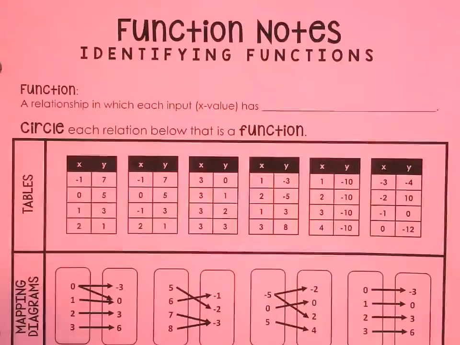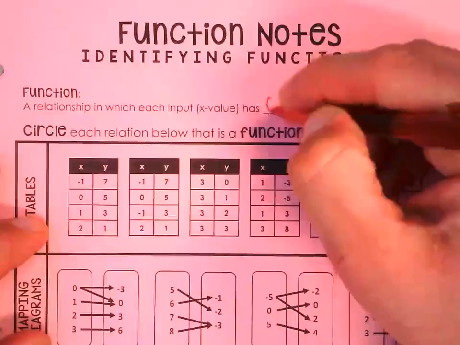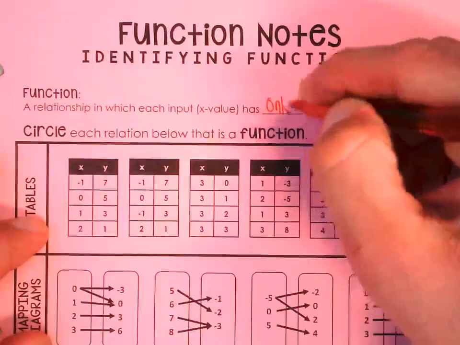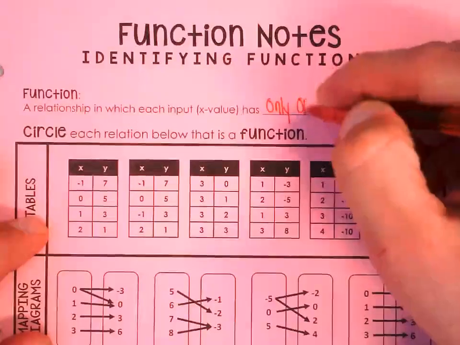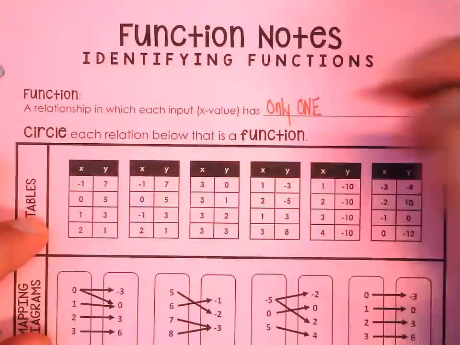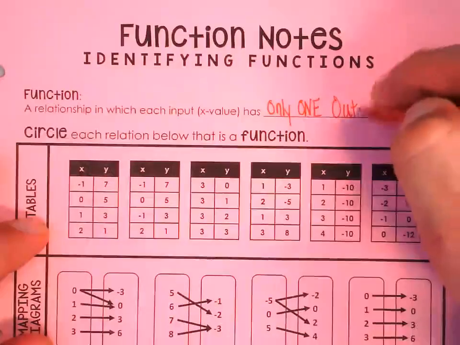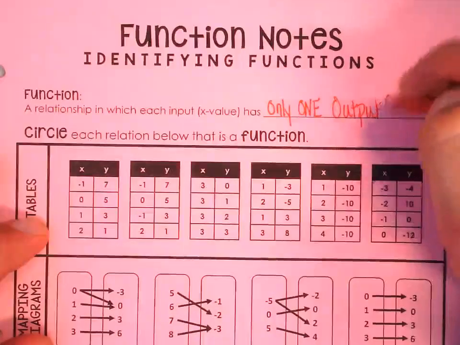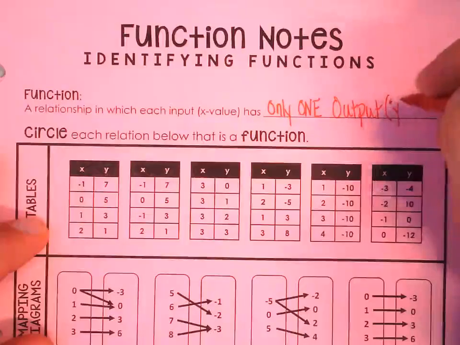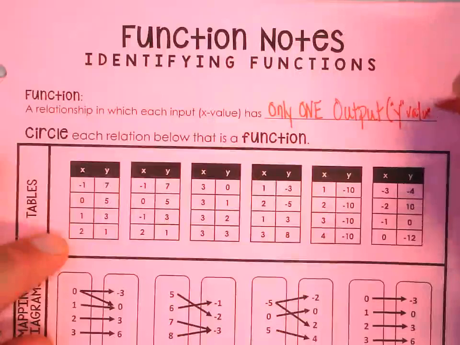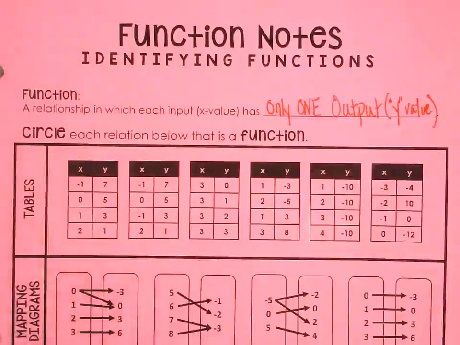So a function is a relationship in which each input, or x value, has only one output. And you're probably thinking to yourself, what does that mean? So let's get some vocabulary straight here first. An output is our y value. Okay, so I'm going to put that down. So for every input, there's only one output.